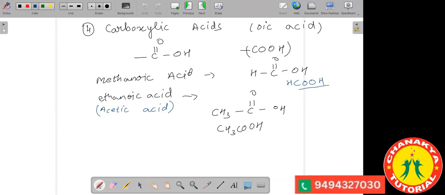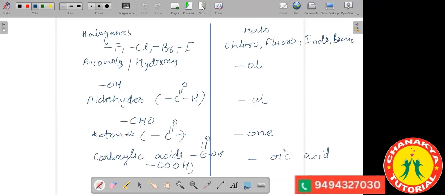So, try some of the compounds to name them. Okay. And also, you have to take examples from 1, 2, 3, and 4 carbon atoms. Try making their structures if it is possible.